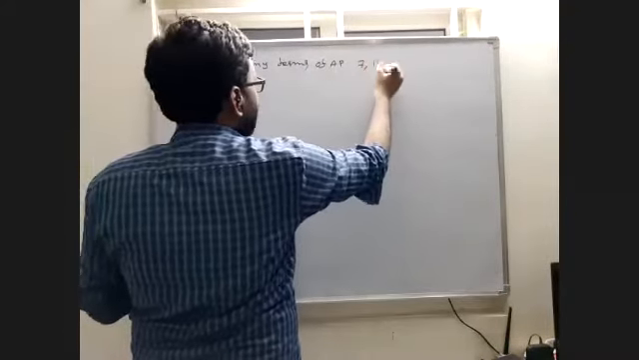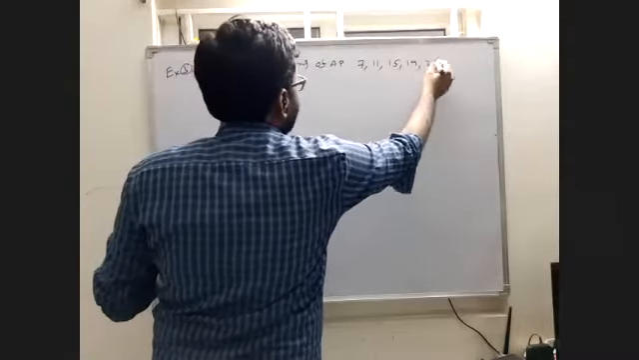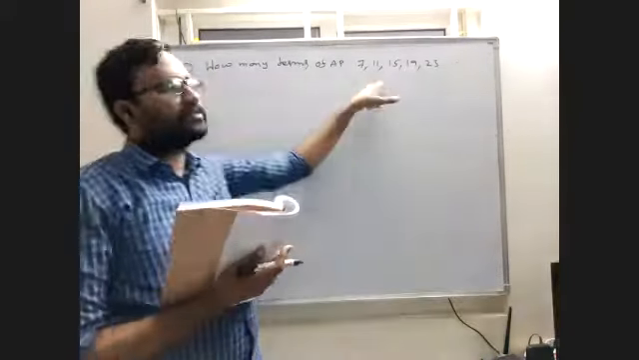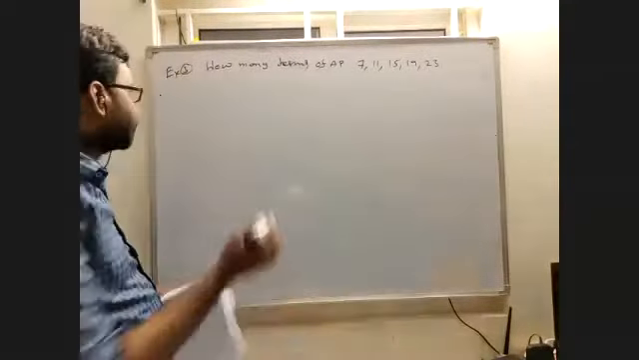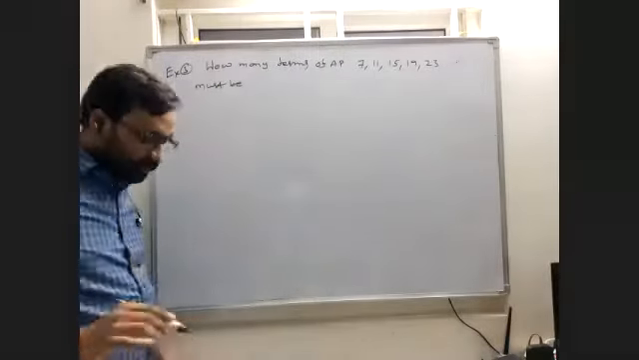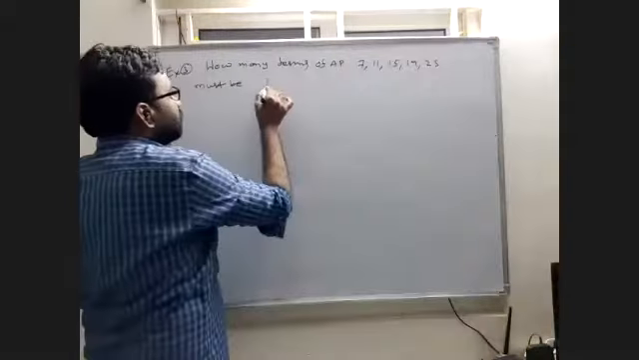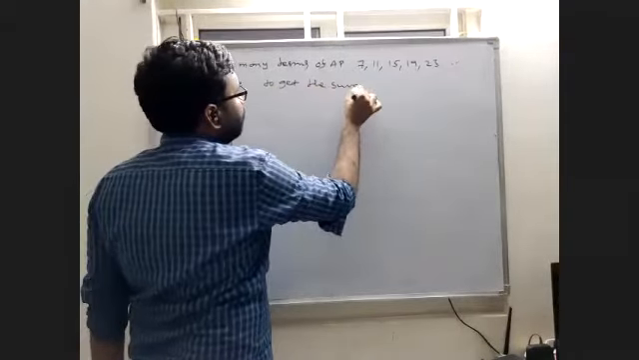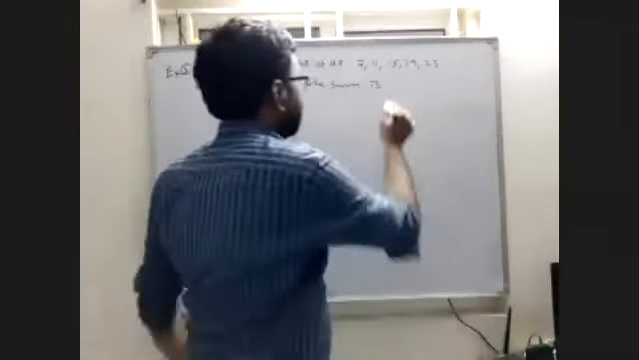What is that AP series? 7, 11, 15, 19, 23, and so on. How many terms of this AP must be taken to get the sum 250?